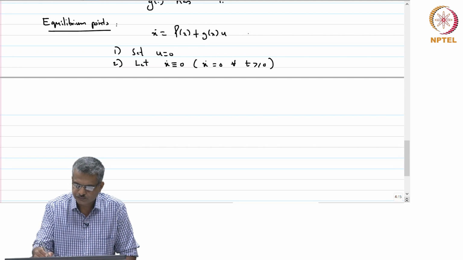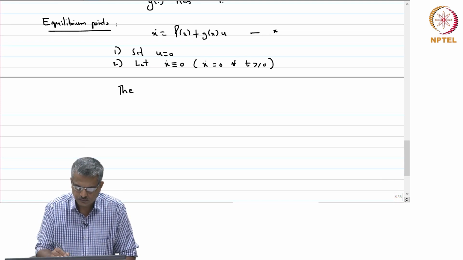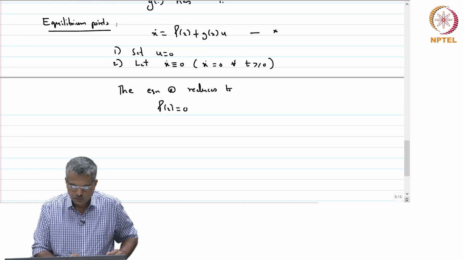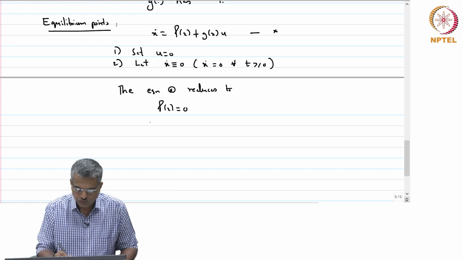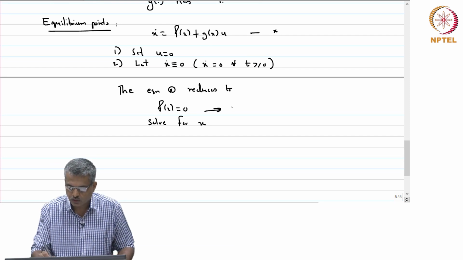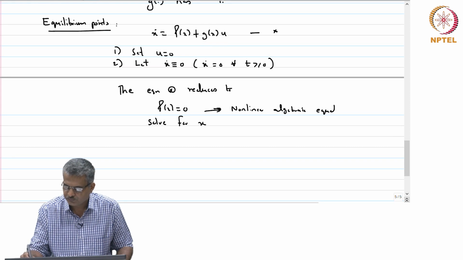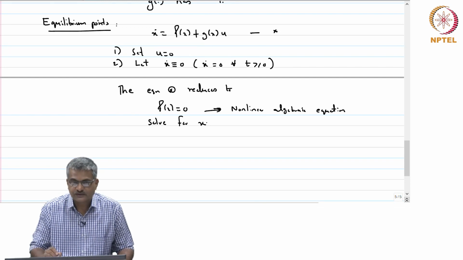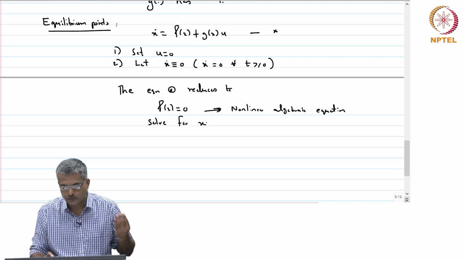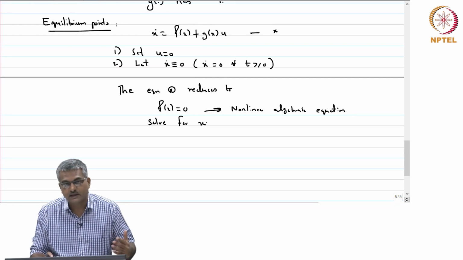This equation reduces to f of x equal to 0. So, f is a nonlinear function of x. So, solve for x from this nonlinear algebraic equation. Here what we have is a nonlinear algebraic equation. So, the x may be unique and isolated, or it could be multiple valued, or it could be a continuum. We will see that a little later.